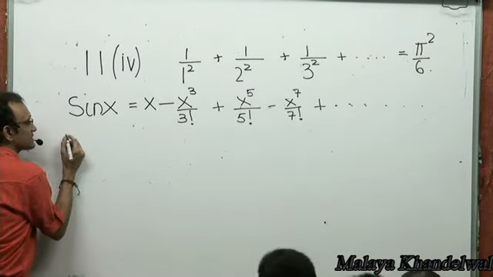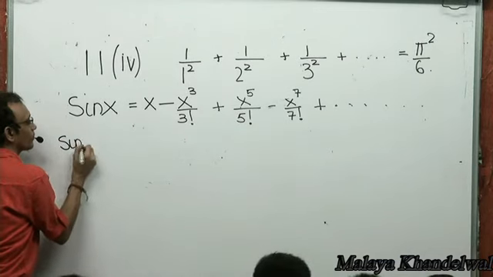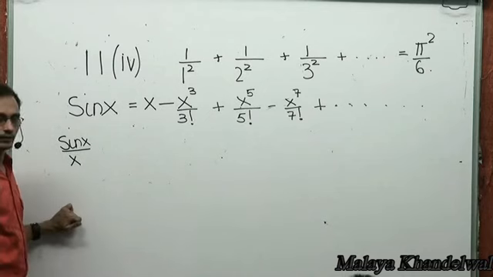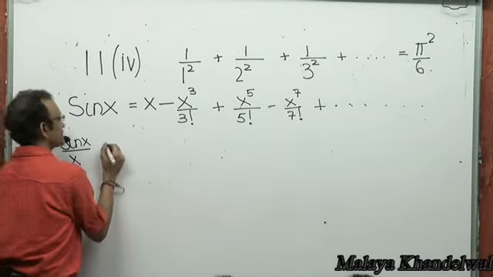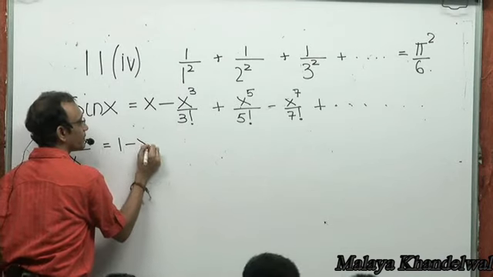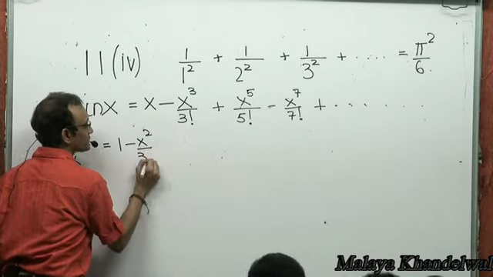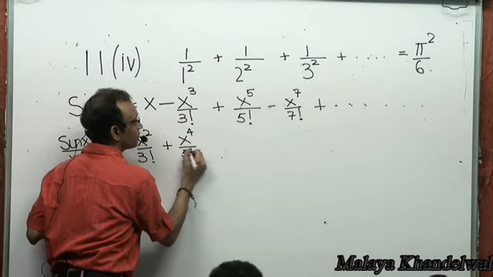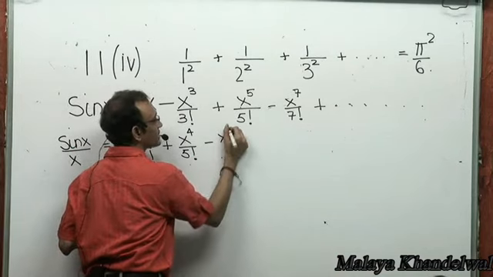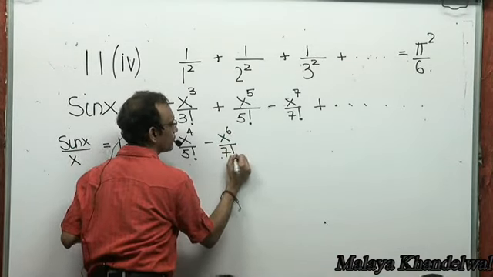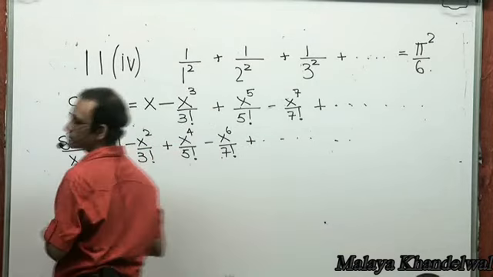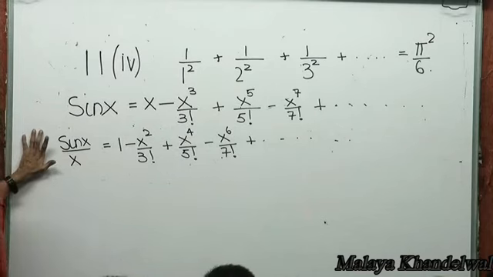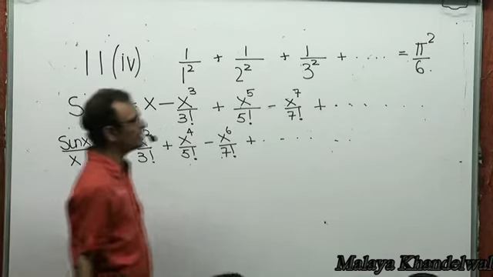Sin x by x is like 1 minus x squared by 3 factorial plus x power 4 by 5 factorial minus x power 6 by 7 factorial and so on and so forth. Do you understand this? Given that this is true, do you understand this? Okay.